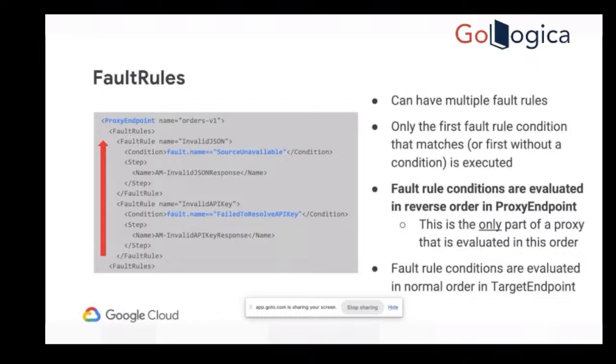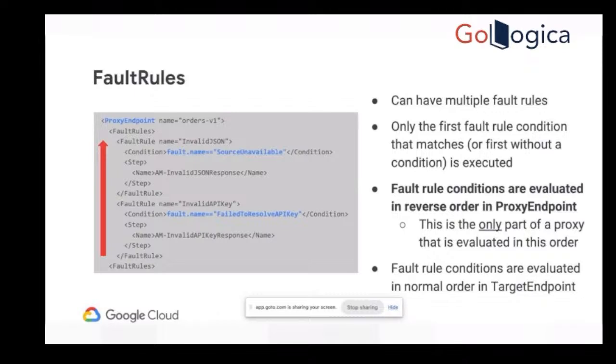Usually in a fault rule we will have a condition. If a fault comes, Apigee will check for certain conditions, and whichever condition matches, Apigee will execute that fault rule. Now, when the fault occurs, in Apigee there is a variable called fault.name. That variable will be automatically set.